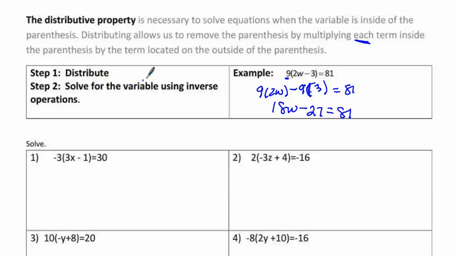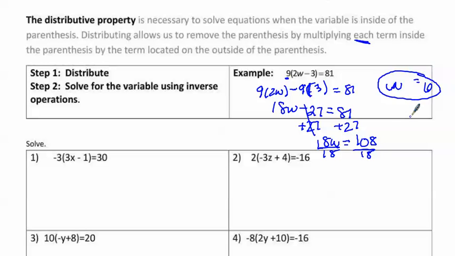Step 2, solve for the variable using inverse operations. For example, this is a two-step equation. This is minus 27, so I'm going to add 27 on each side. 18w equals 108. Divide each side by 18, and you should get w equals 6. Make sure you circle your final answer.